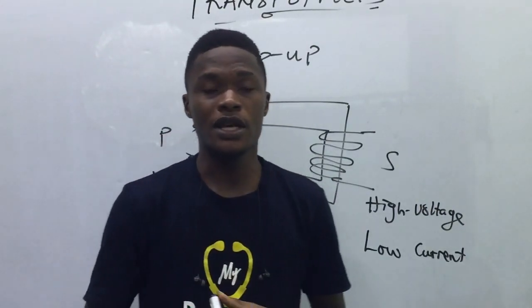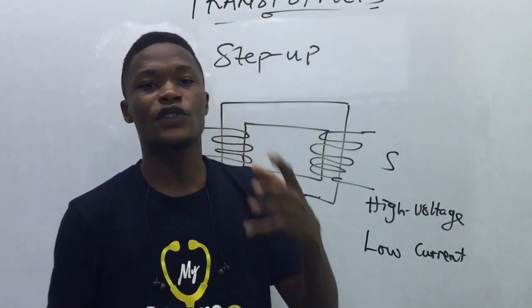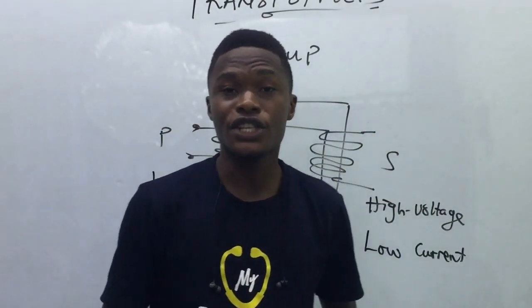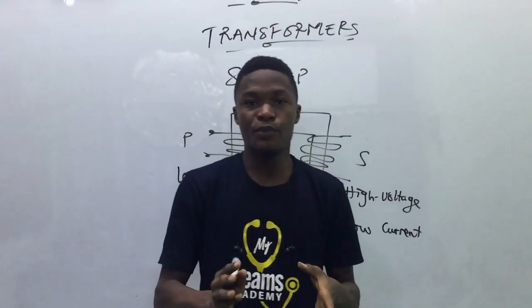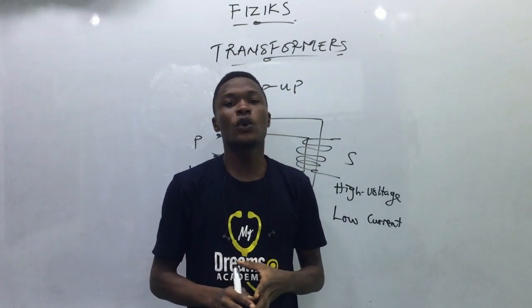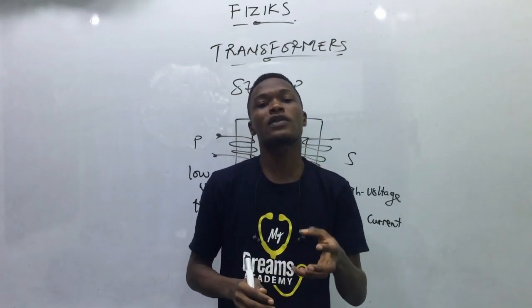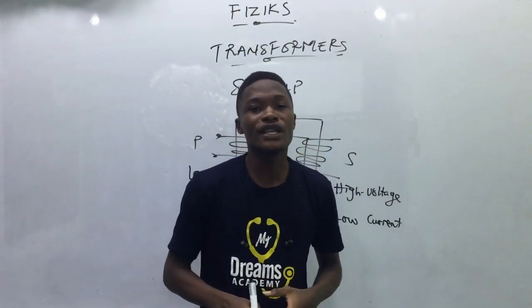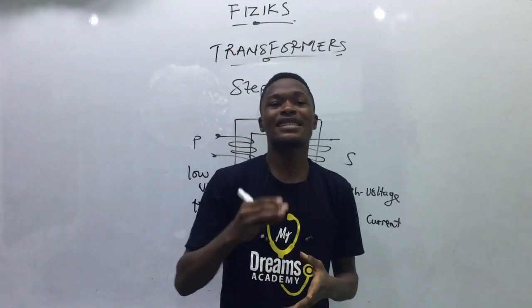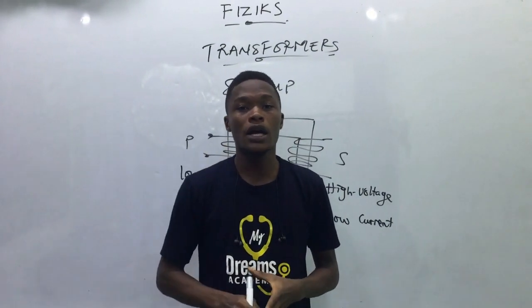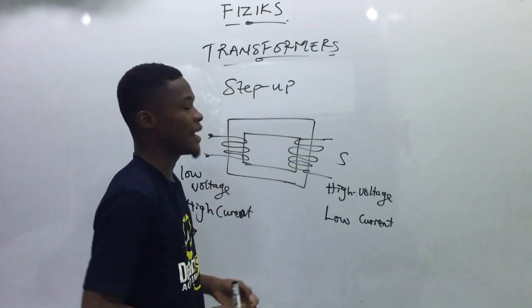In power transmission. If you understand how power is being transmitted from the generating station, it is being what? Inputted or passed into a step-up transformer. Now, this step-up transformer can actually increase the magnitude of the voltage so that it can be transferred over a long distance. That is what a step-up transformer is.